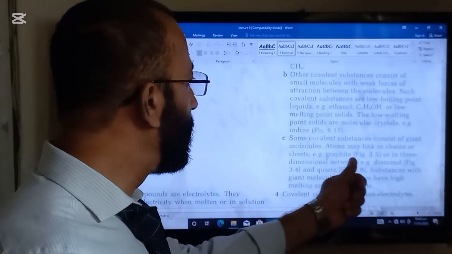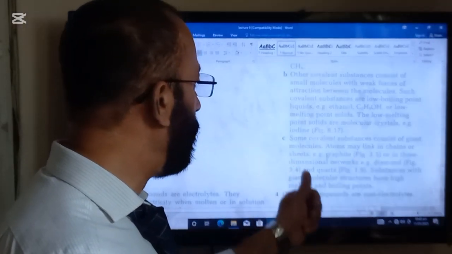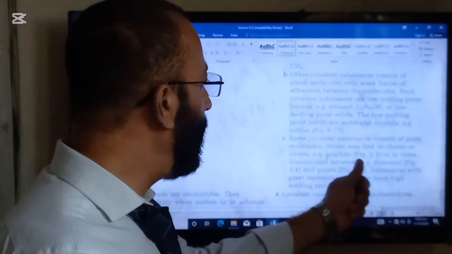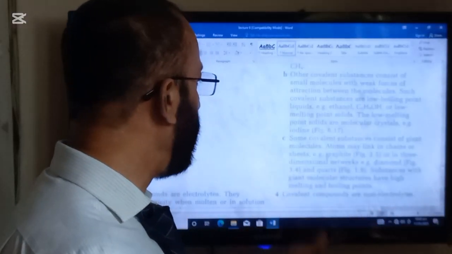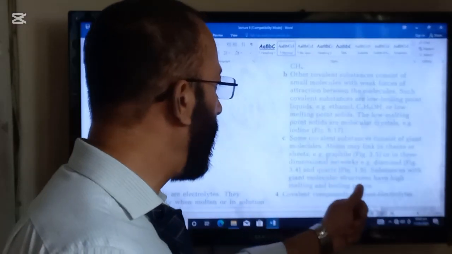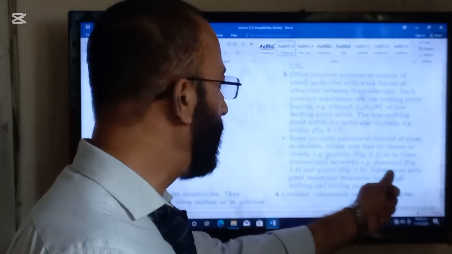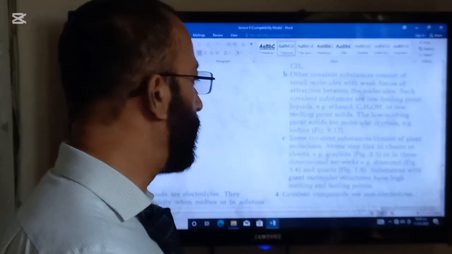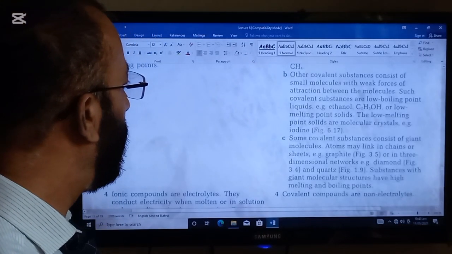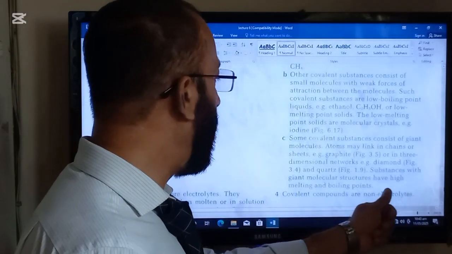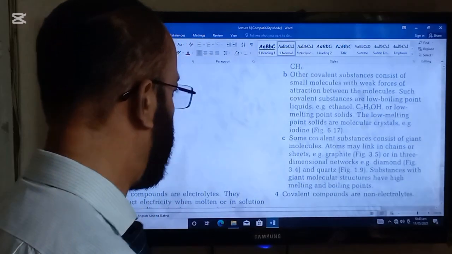Some covalent substances consist of giant molecules. Atoms may link in chains or sheets, for example, graphite, or in 3-dimensional networks, for example, diamond and quartz. Substances with giant molecular structure have high melting and boiling points.